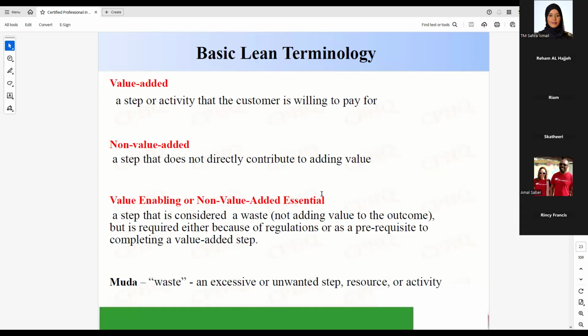Let's think, for example, the classic example is if a patient is going to see the doctor. What is the value added? What is the thing you're willing to pay for if you're going to see the doctor in the clinic? Let's say you're feeling sick and you want to see the doctor. What's the value added activity that you're willing to pay for? Maybe the consultation fees. The consultation. The end goal is to see the doctor, right? What is non-value added stuff in that process?